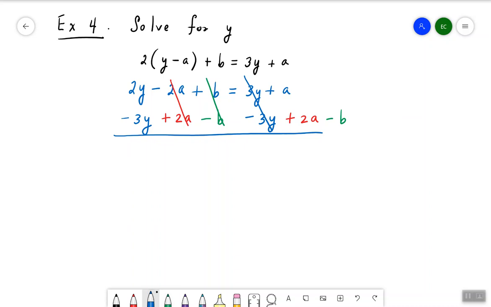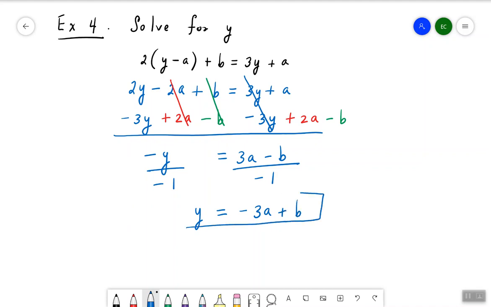We're left with 2y minus 3y, which is negative y, is equal to, and then on the right-hand side, a plus 2a is 3a minus b. And we should divide off a negative 1, so that we have y alone on the left. And then when we distribute the negative 1 to each term in the numerator, we have 3a divided by negative 1 would give you negative 3a. Negative b divided by negative 1 would give you plus b.